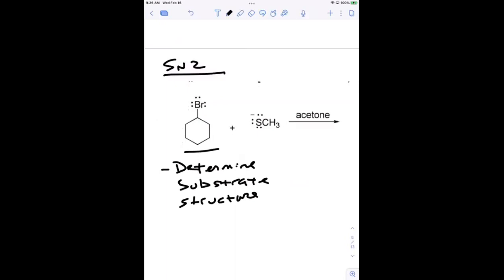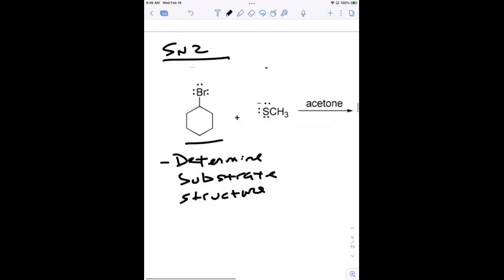What is the structure of the substrate? What I mean by that is, is it primary, secondary, or tertiary? That's the first thing that you want to do. Look at the substrate, look at the electrophile, and figure out whether it's primary, secondary, or tertiary. Now, what working knowledge do you need in order to do that? You need to know the difference in a primary and a secondary and a tertiary carbon. If you don't know that, then that's going to make this part infinitely more difficult, right? So you need to know the difference in primary, secondary, and tertiary.